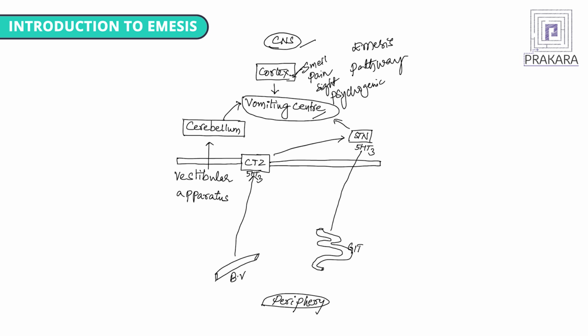When this vomiting center is further activated by the cerebellum because of the vestibular apparatus. We all know that the vestibular apparatus is in connection with motion. So when there is any disturbance in motion or movement, it could be because of vestibular imbalance, which is in connection with the vestibular apparatus. This triggers the cerebellum in the brain, and this further activates the vomiting center, resulting in emesis.